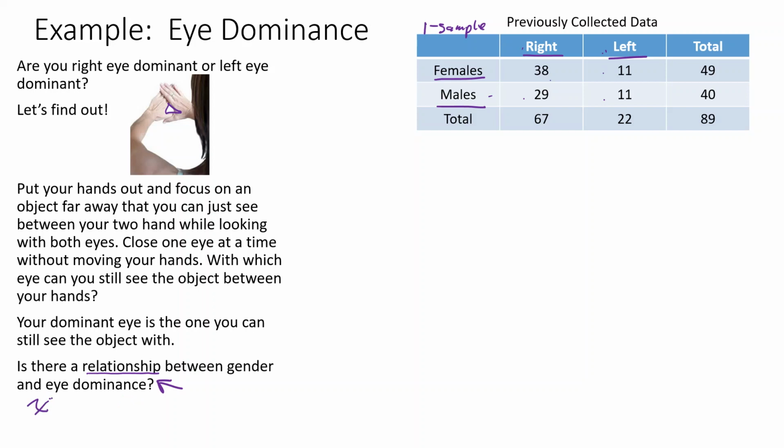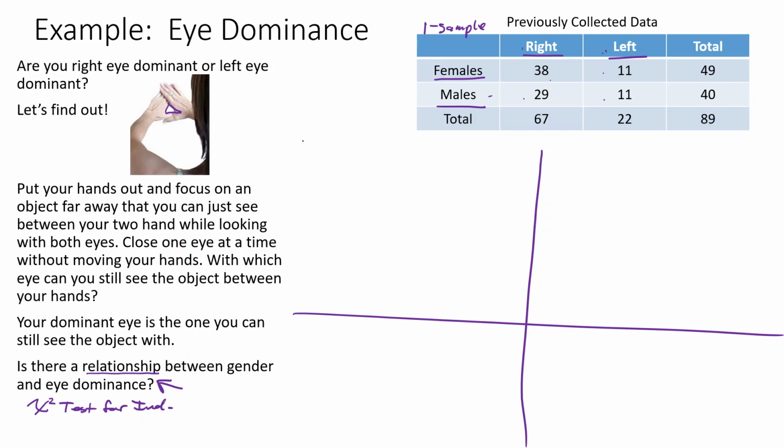This is what tells us we're doing a chi-squared test for independence. Are these two things, gender and eye dominance, independent or not? Or does having one gender cause you to be more likely right eye or left eye? All right, so we're going to do our test. So let's see. Our null hypothesis is no.